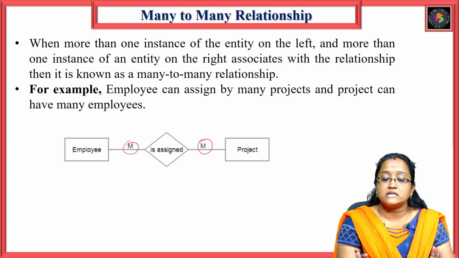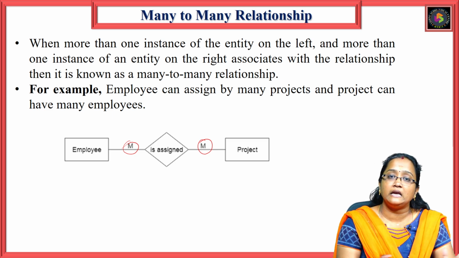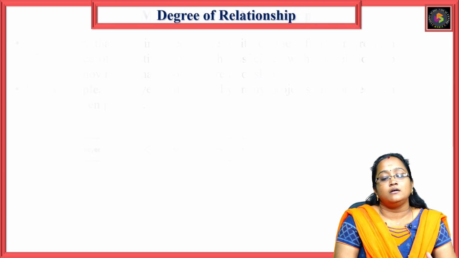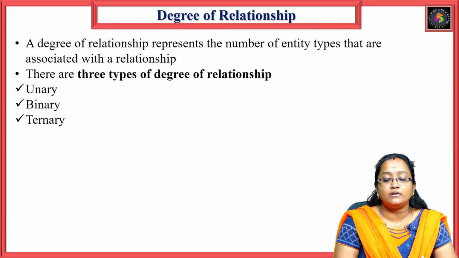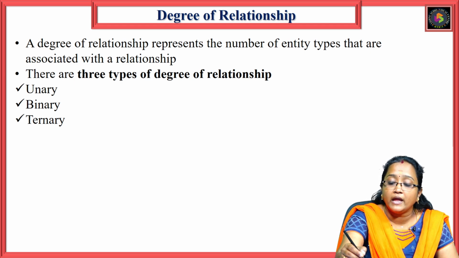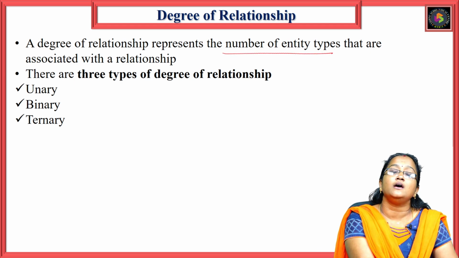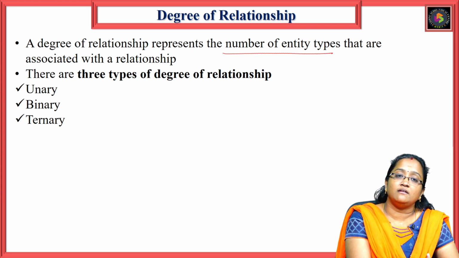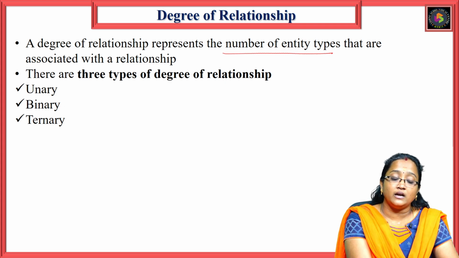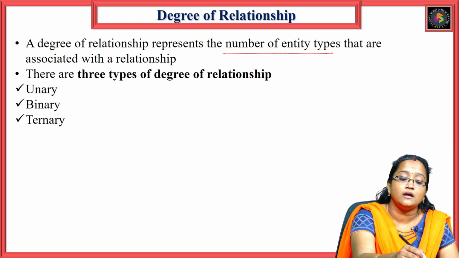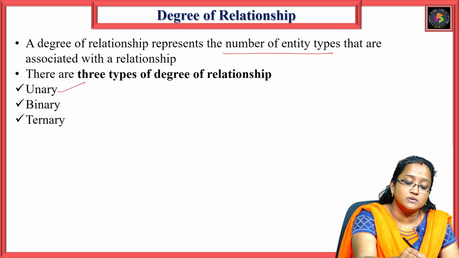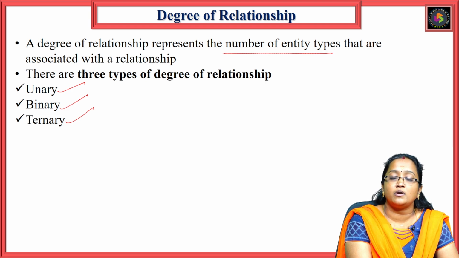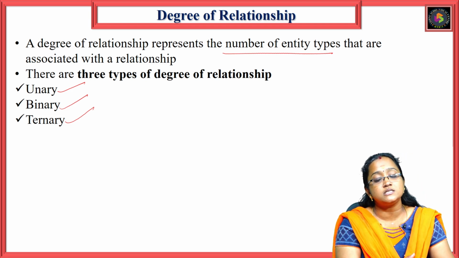I hope you have understood the relationship, entity, and attributes. Next we are going to move on to the degree of relationship. Degree of relationship means the number of entities participating in the association, or the number of entities that participate in the relationship. So what does number of entities mean? There can be one single entity, which is unary; two entities, which we can take as binary; and more than two, that is three entities participating in a relationship, which is called ternary.